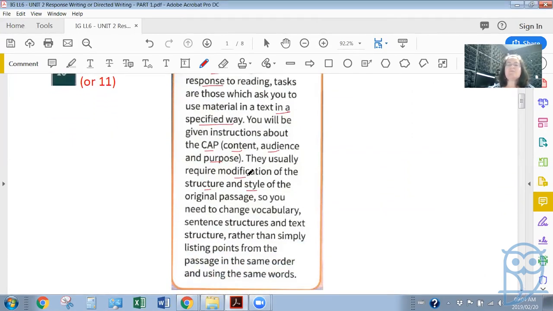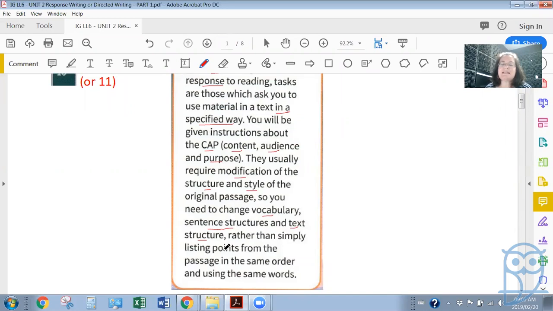So they usually require modification of the structure and style of the original passage. So you need to change vocabulary, testing to see if you have a wide range of vocabulary. You need to change sentence structures. Maybe you'll make sentences more emotional. Maybe they'll be shorter and punchier. Okay? And text structure. So maybe you're going to change a newspaper article into a blog, or you're going to change a newspaper article into a letter, for example.